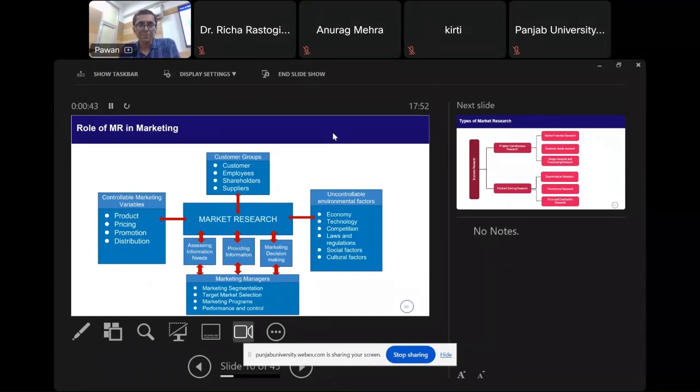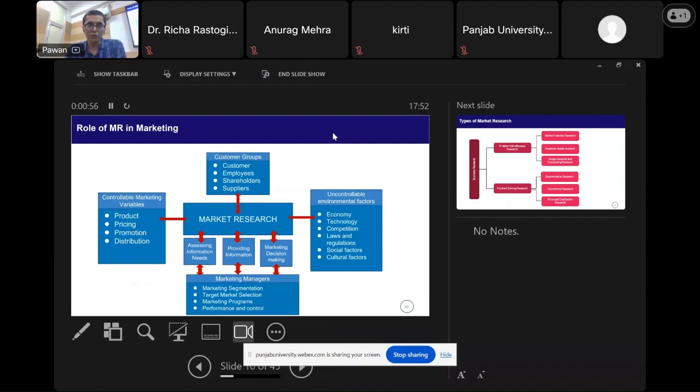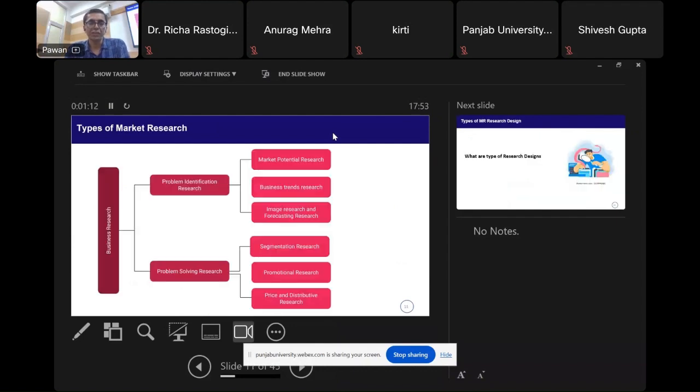It can help you do certain kind of marketing management. You can segment market, you can select the right target, you can make marketing programs, sales programs, and you can do a lot of performance management of marketing campaigns. So these are some broad areas which MR can do, but certain areas which are not in control would be externalities like economy, technology change, laws and regulations. So these might be very different.